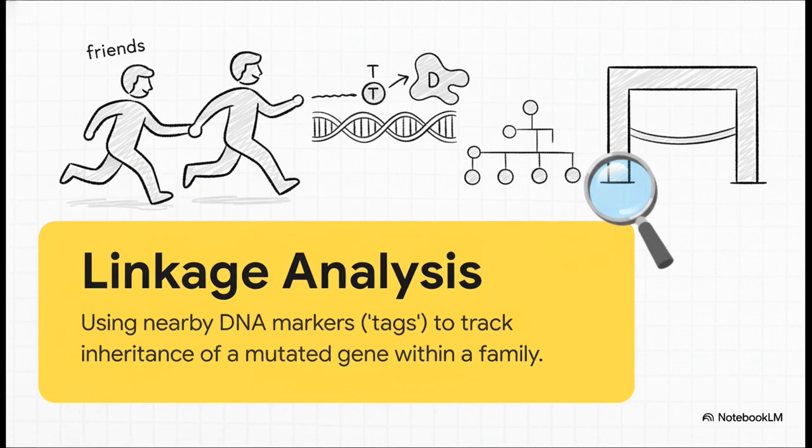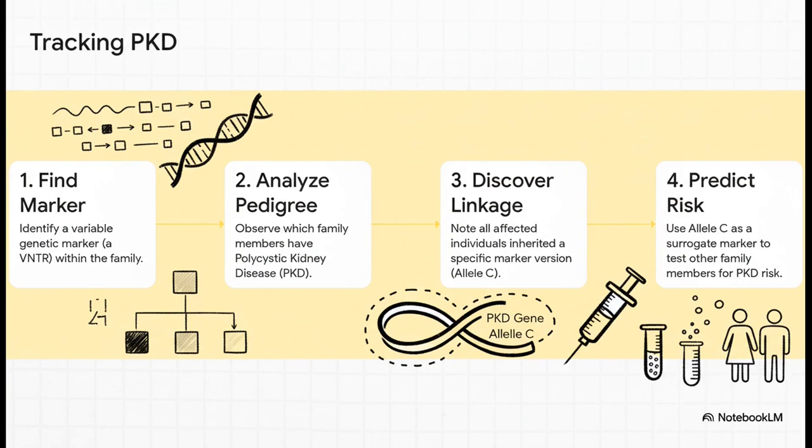So, if we can find an easy-to-spot genetic marker that's always hanging around with our unknown disease gene, we can just use that marker as a tag to track the real culprit through the family's generation. A classic example of this is polycystic kidney disease, PKD. For a very long time, scientists just could not find the gene that caused it. So they tried something different. They found a nearby DNA marker that had different lengths in the family.